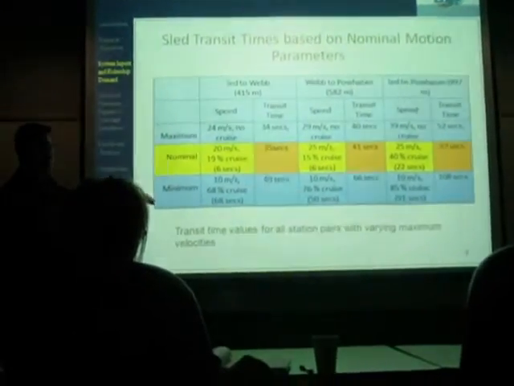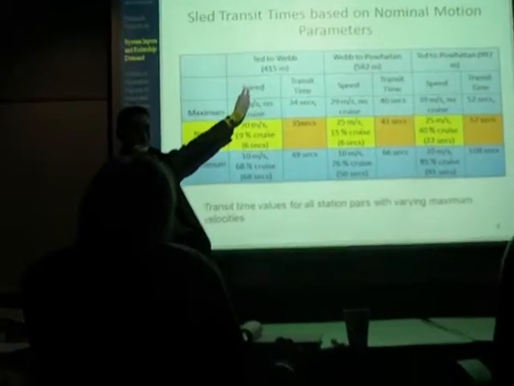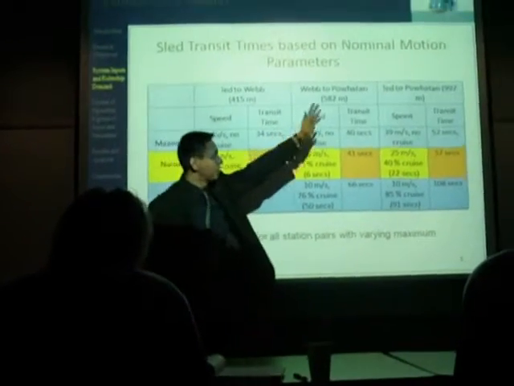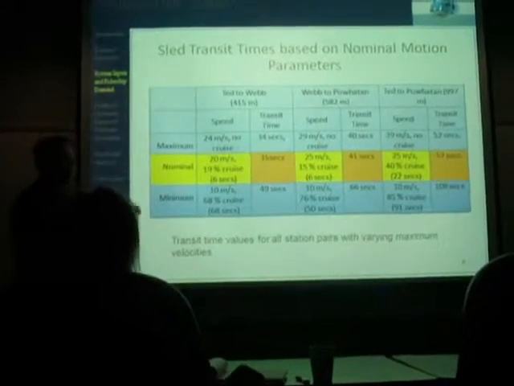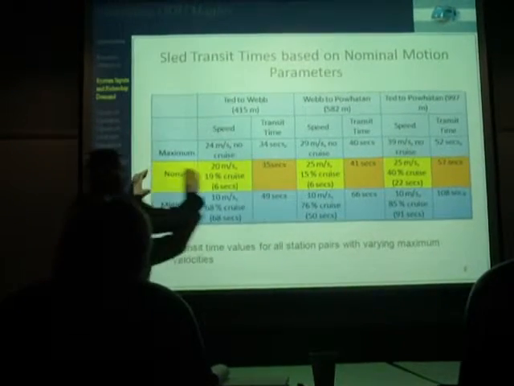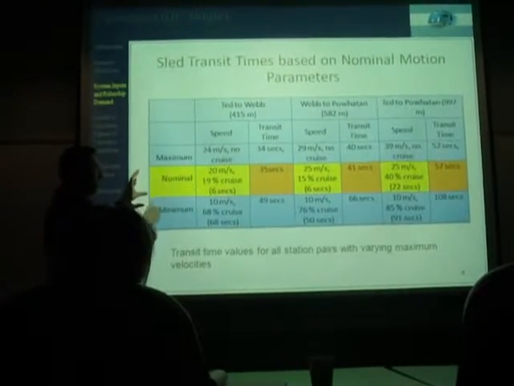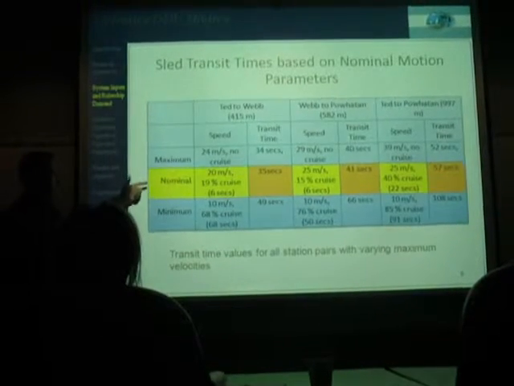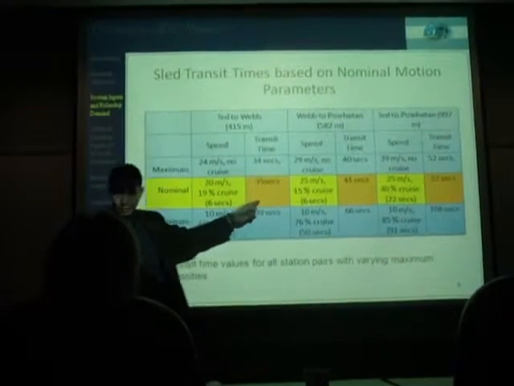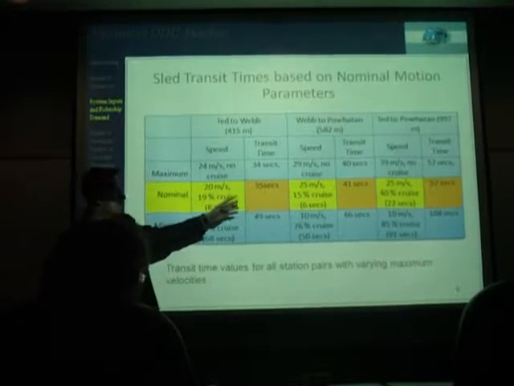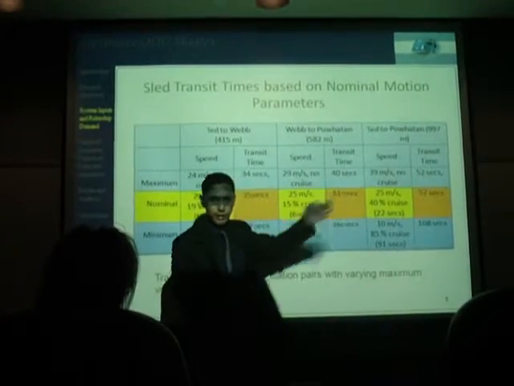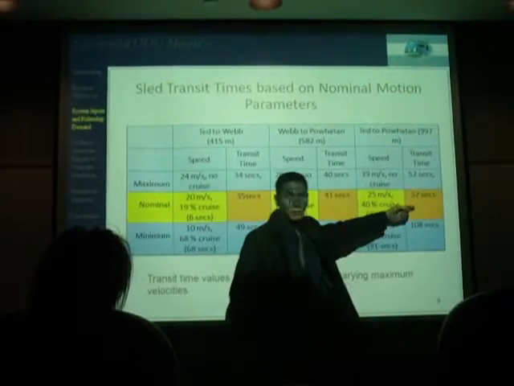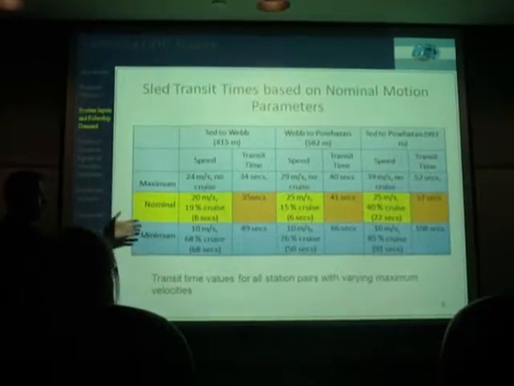What is important is the transit times. You can see in this chart, on the left side, you have maximum, nominal, minimum. You have TED to web station, web to power time, and TED to power time station. You have speed and transit times. Now, I'd like you to focus your attention on this yellow column, nominal. This is my objective. I have to come up with the transit times for my model. So I obtained TED to web as 35, web to power time as 41 seconds of travel time, and for TED to power time I need a travel time of 57 seconds.